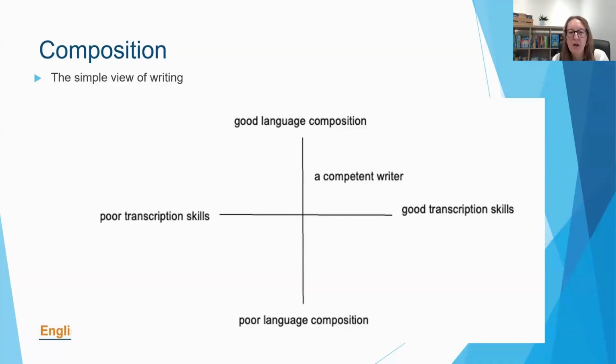Just as we know that decoding on its own is not sufficient to develop reading, as the simple view of writing shows, writing depends on articulating ideas and structuring them. The national curriculum describes this as composition. And the programme of study for writing at Key Stages 1 and 2 is divided into 2 sections, transcription and composition. And it's essential that we teach children to develop competence in both of these dimensions.